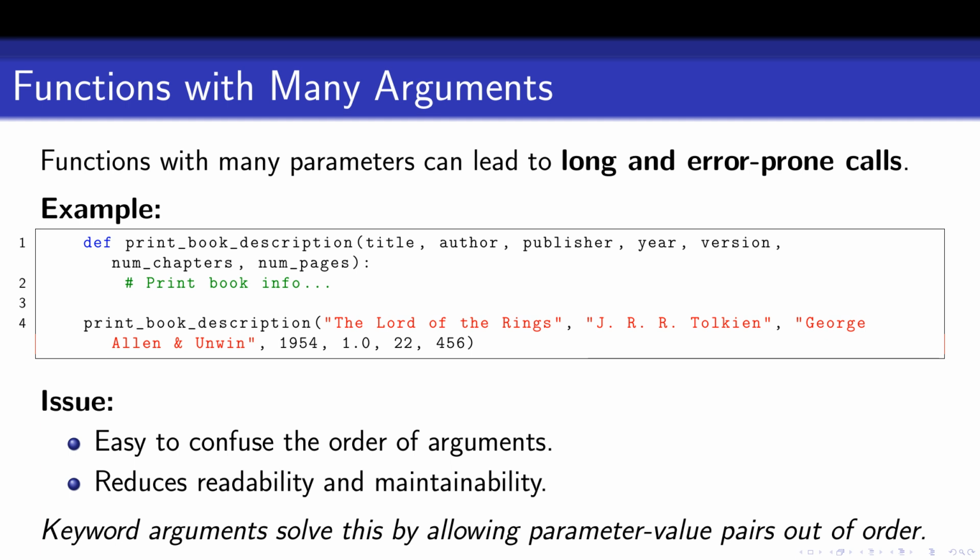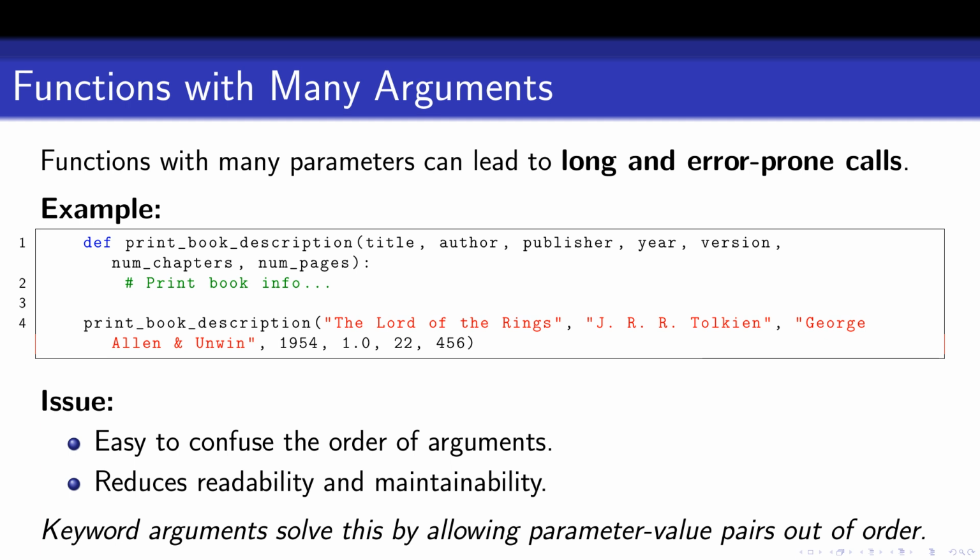Consider a function like printBookDescription that requires 7 different parameters: title, author, publisher, year, version, number of chapters, and number of pages. Calling such a function with all positional arguments becomes difficult to manage and easy to get wrong. It's hard to tell which argument corresponds to which parameter without looking at the function definition. This reduces readability and increases the likelihood of introducing bugs.